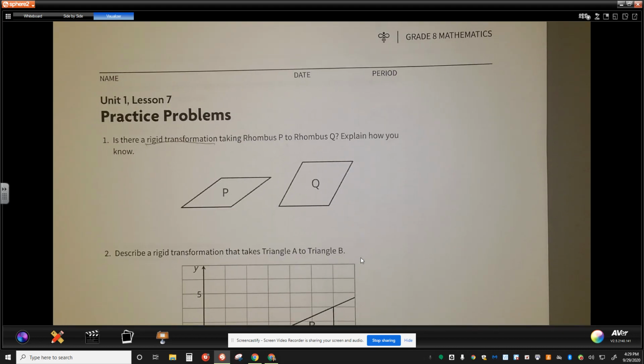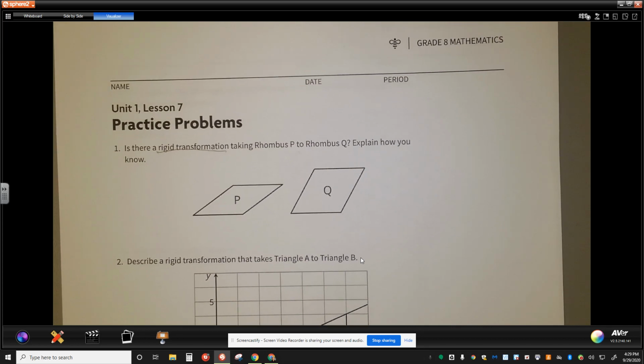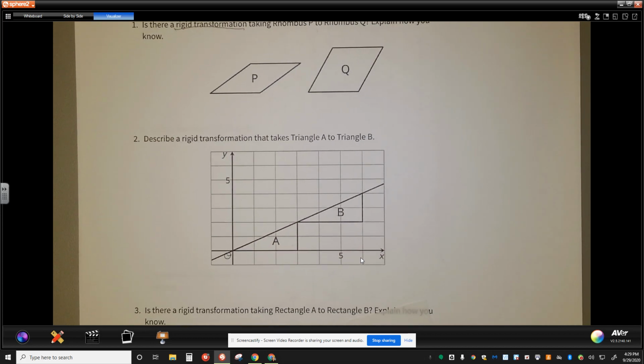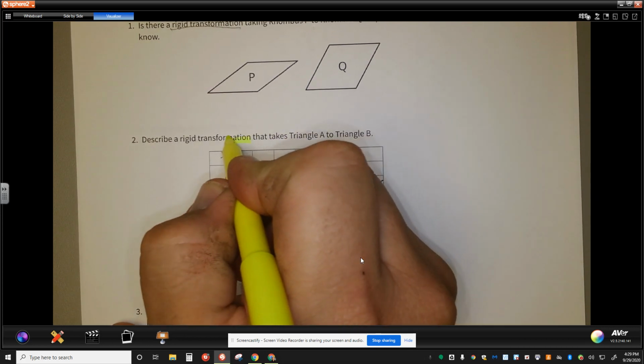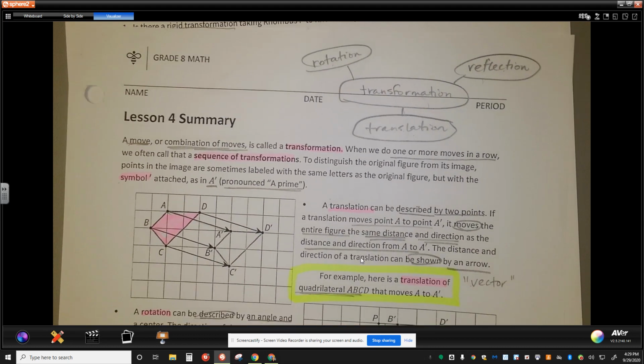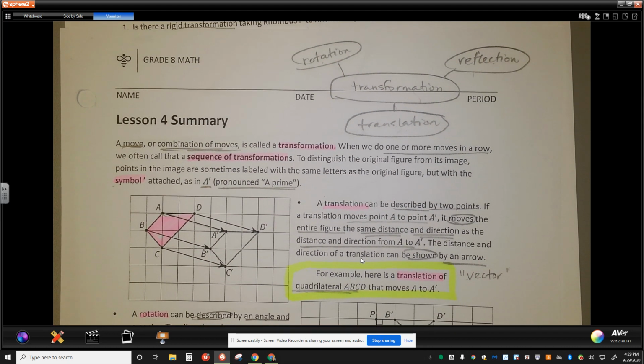Number 2 talks about triangle A to triangle B. Describe a rigid transformation that takes triangle A to triangle B. Well, this is one that we need to go back and look at one of our lesson summaries because quite honestly, folks, we are struggling with writing good descriptions of rigid transformations. We go back to lesson 4, and in lesson 4, we established some things with vocabulary. It was okay in lesson 1 and lesson 2 to be a little bit loose with the vocabulary and not have it right. But now here we are at lesson 7. We have to speak the proper language of transformation.